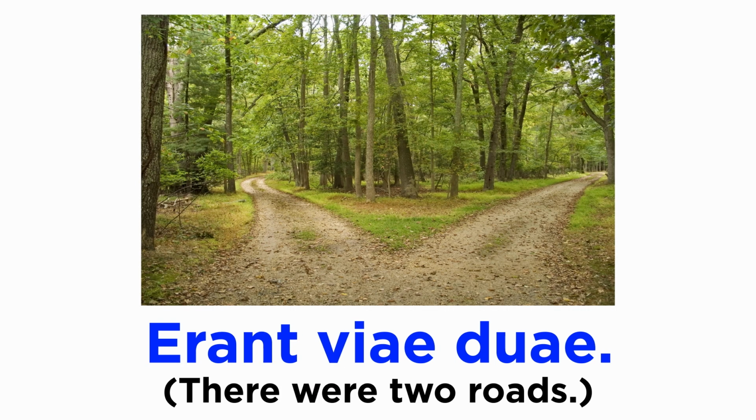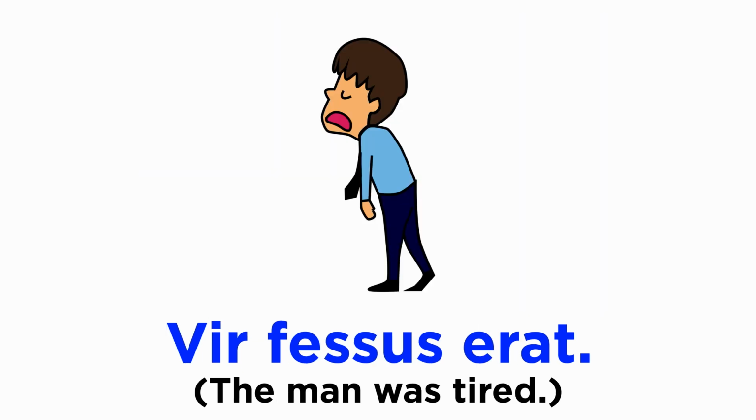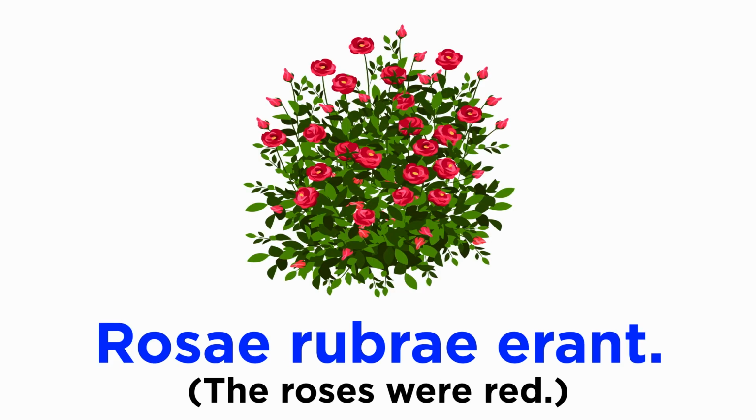Erant viae duae. There were two roads. So the roads were there before as well as after they were noticed and described. This is an ongoing background condition. Vir fessus erat. The man was tired. So he was tired before I spoke and probably even after. Rosae rubrae erant. The roses were red. They were red before I mentioned them and will continue to be red after I stop noticing them.